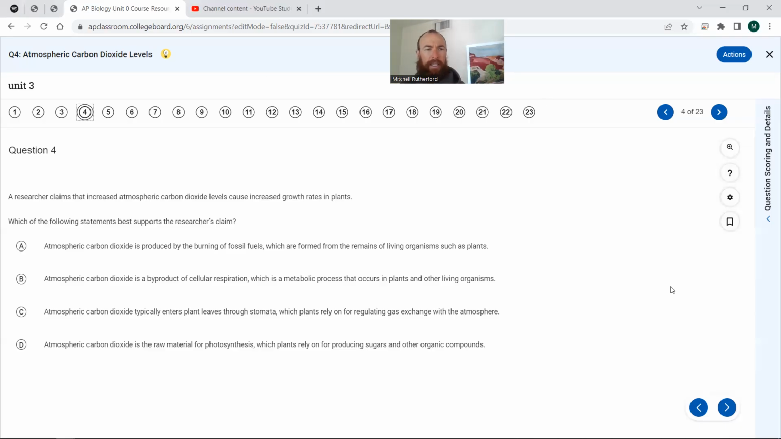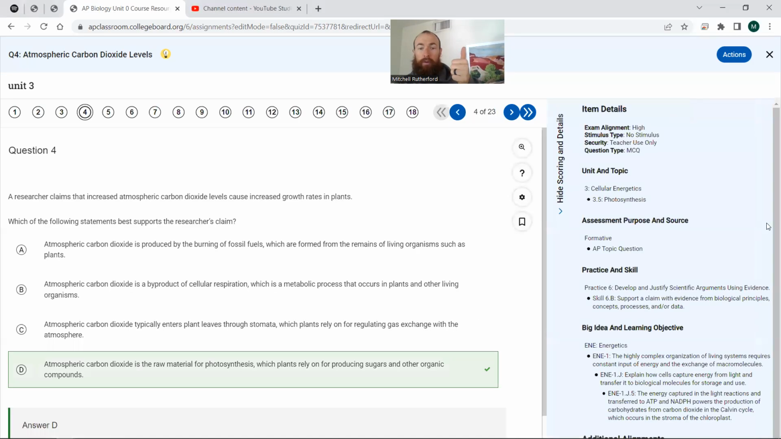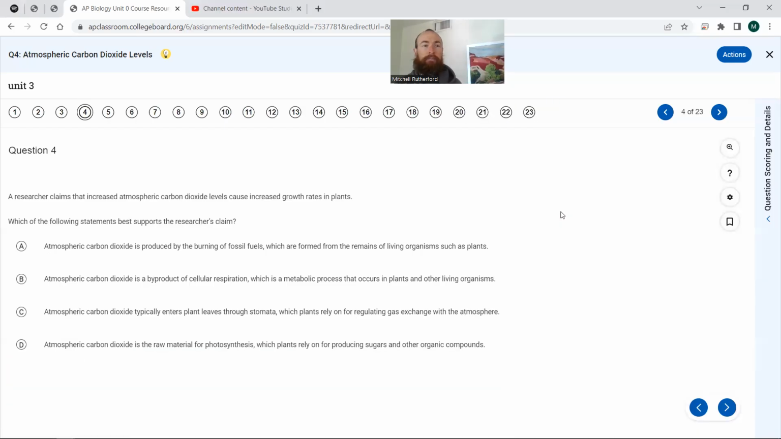So I'm really liking D. Carbon dioxide is the raw material for photosynthesis, straight up, okay? So if you increase it, then, which plants rely on for producing, yeah. So it's the raw material. It's the thing needed for photosynthesis. So that would support the claim that the researcher says more of it means more growth. I got to go D. Hell yeah.